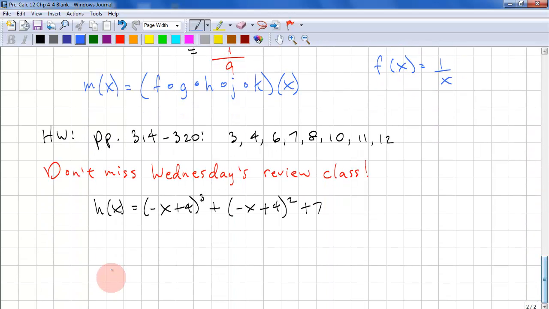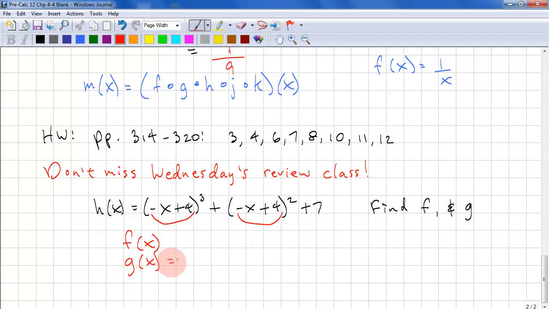There is one last example to cover. This one we can't use the rules of BEDMAS, and we have to do it by inspection, and we do it by looking for patterns. And the pattern that I see is this. So we are looking for f and g. So this is our innermost function. So we'll make that g. And then if we substitute that in, f of x is going to be x cubed plus x squared plus 7. And that completes this lesson.